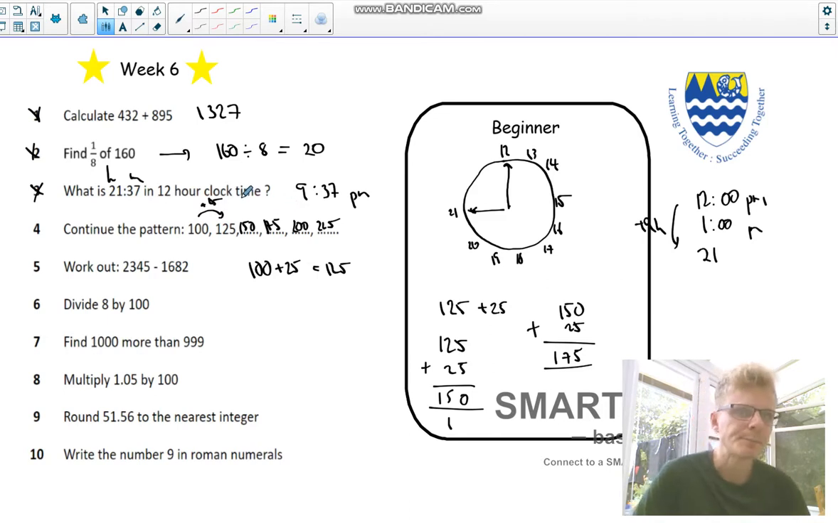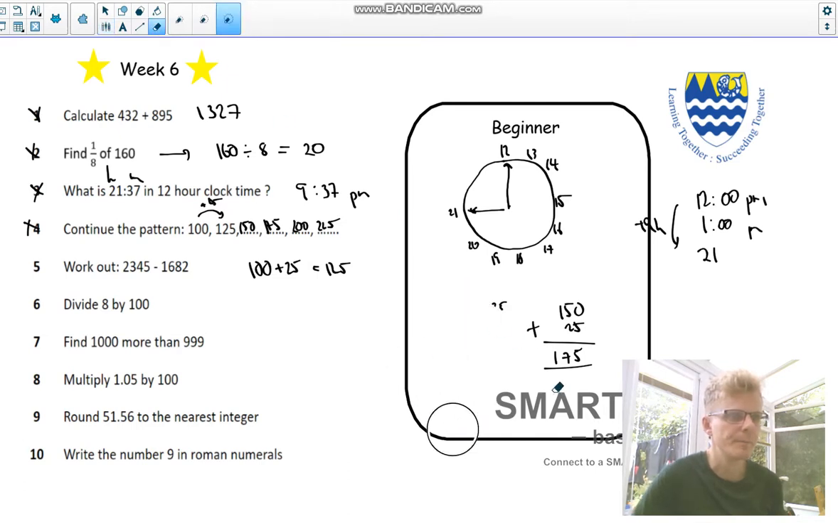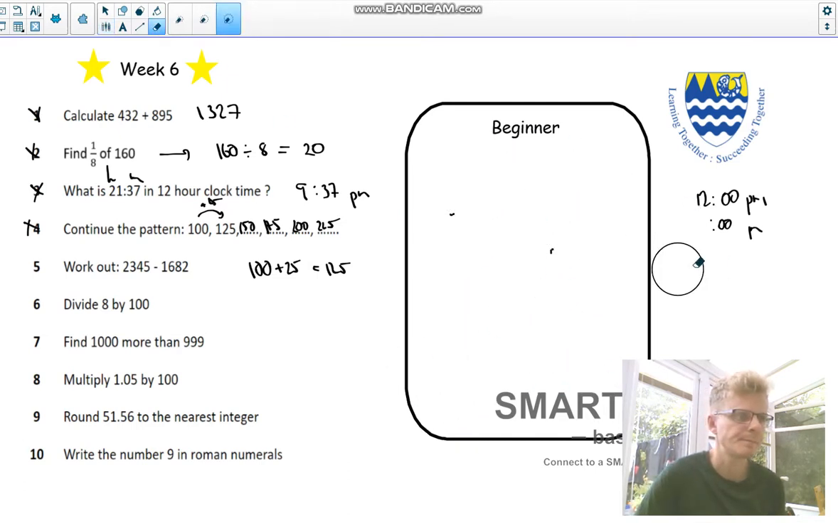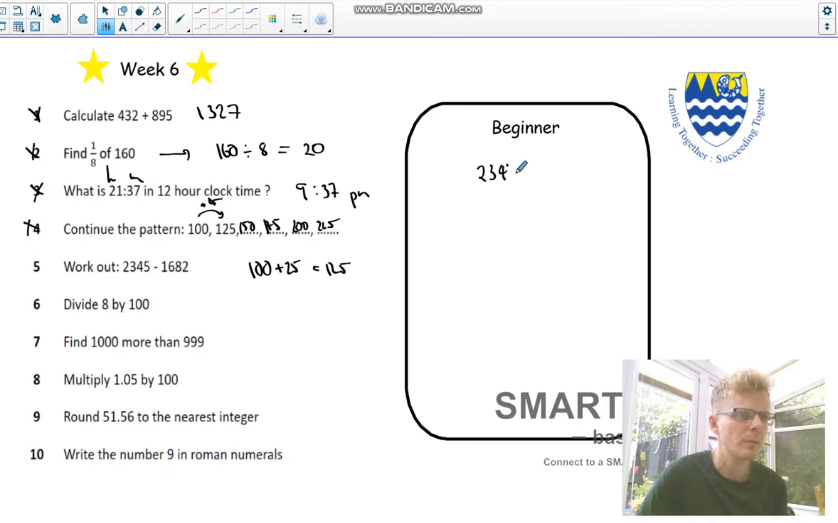Okay, right, so next one is a subtraction. So this time it doesn't matter which way around we put it. So let's do our subtraction. So we've got 2,345, it's actually important to say those numbers, minus 1,682.